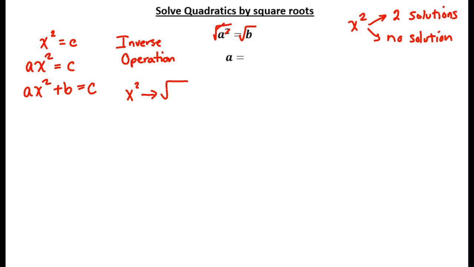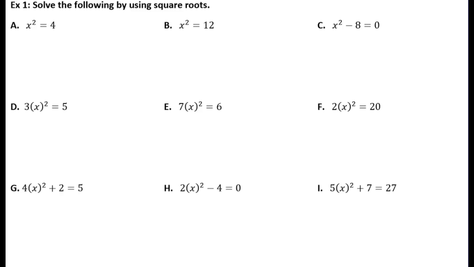But remember, we talked about that we're going to have two possible solutions. So in order to get two solutions here, we're going to have one positive and one negative. So we say plus or minus the square root of b. So in today's lesson, all of our answers are going to have a plus or minus in front of the radical sign. You're still going to have to use what you learned previously on how to simplify radicals if needed. So let's take a look at some examples here.